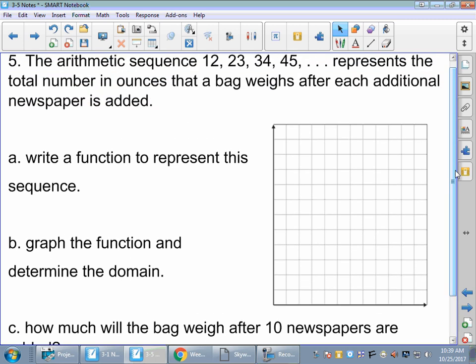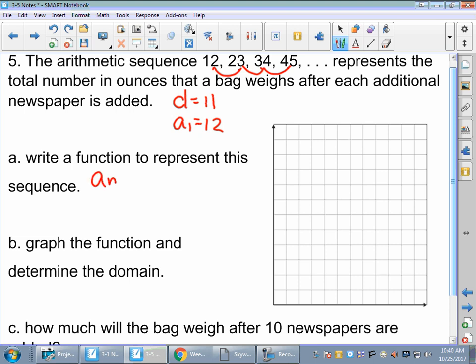So we have 12, which is how much it weighs, and then 23, 34, and 45. So the difference between 12 and 23 is 11, 11, and 11. So that tells me that each newspaper is 11 ounces. So my common difference is 11. My a sub 1 is 12. Now that I have those two terms, that's all we need, we can write a function.